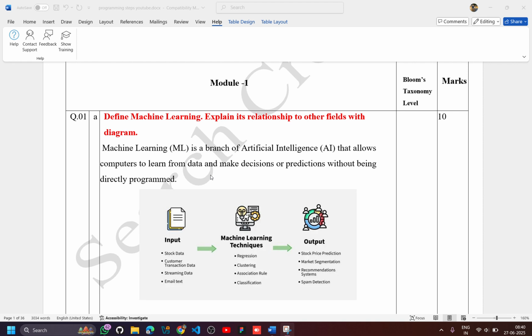You can write it in one line as: machine learning is how computers learn from examples and make smart decisions without being told exactly what to do. This is the actual meaning of machine learning.